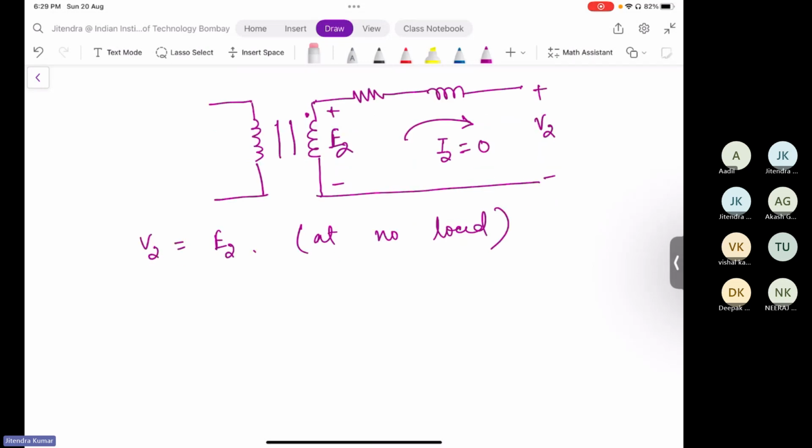Now, let us suppose some load current I2 is flowing. What will happen to the V2 value? If you apply KVL in this case, it will decrease, and the exact value should be E2 minus I2 R2. Let us talk in this sense.